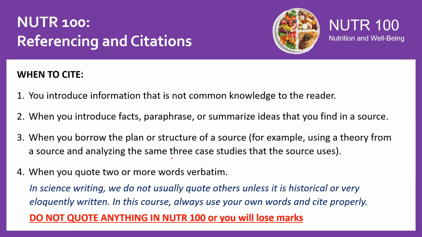We might quote someone once in a while in science writing if it's very eloquently written, or if it's historical or someone famous. So if you're quoting, let's say, Albert Einstein, then maybe you want to cite that. In this class, if you quote somebody word for word, you will lose marks. There is your warning. Find your own way to rewrite what is being said.